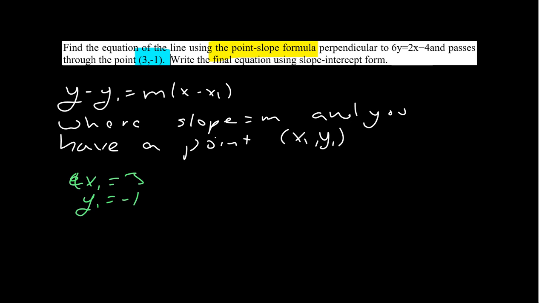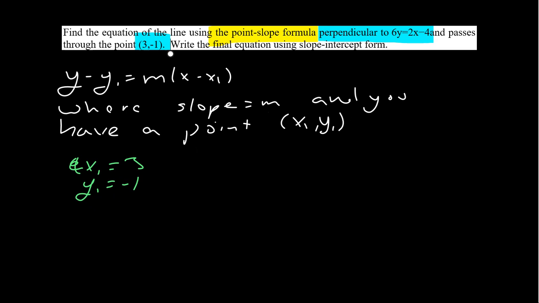Okay, so that's where the second part comes in, because the line has to be perpendicular to this one. So what does it mean to be perpendicular? Perpendicular lines are two lines that meet at right angles, like this. And if the slope for one of the lines is a over b, then the slope of the other line has to be the negative reciprocal. So you take whatever the slope is, you flip it over and change the sign.